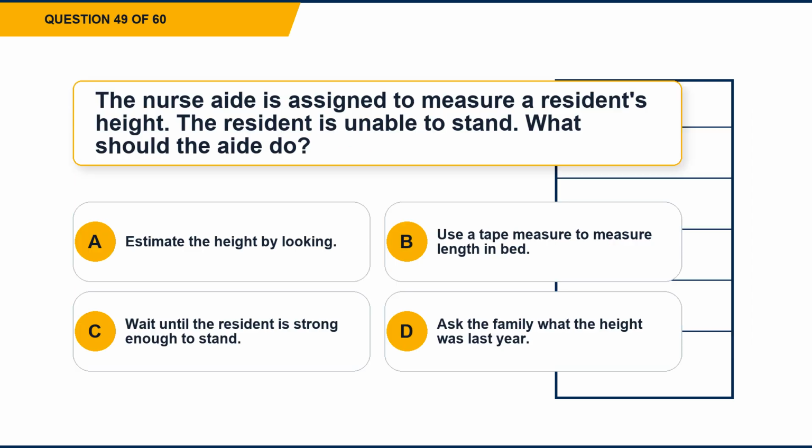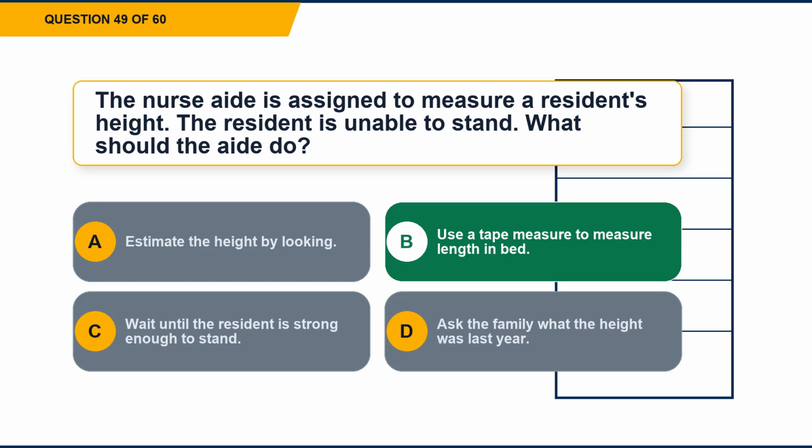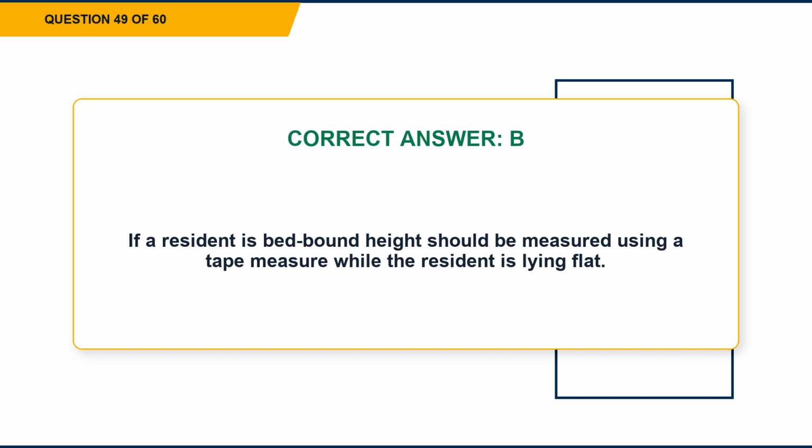Question 49. The nurse aide is assigned to measure a resident's height. The resident is unable to stand. What should the aide do? Option A. Estimate the height by looking. Option B. Use a tape measure to measure length in bed. Option C. Wait until the resident is strong enough to stand. Option D. Ask the family what the height was last year. The correct answer is option B. Use a tape measure to measure length in bed. Explanation. If a resident is bedbound, height should be measured using a tape measure while the resident is lying flat.